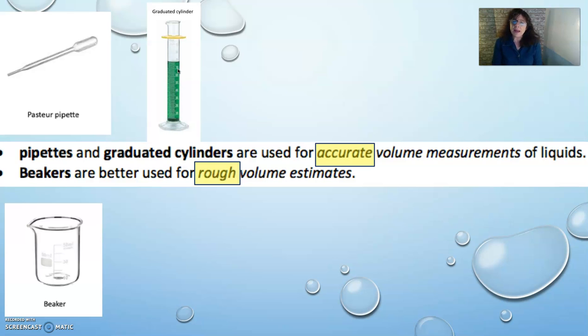When you only need a rougher volume estimate, you can use a beaker. Okay? Beakers are great for carrying fluids and for measuring them roughly.